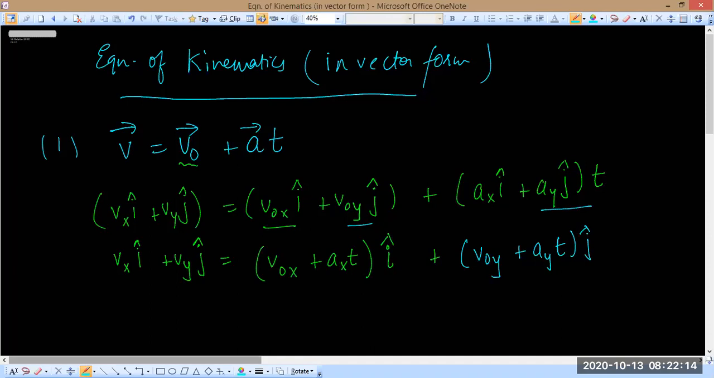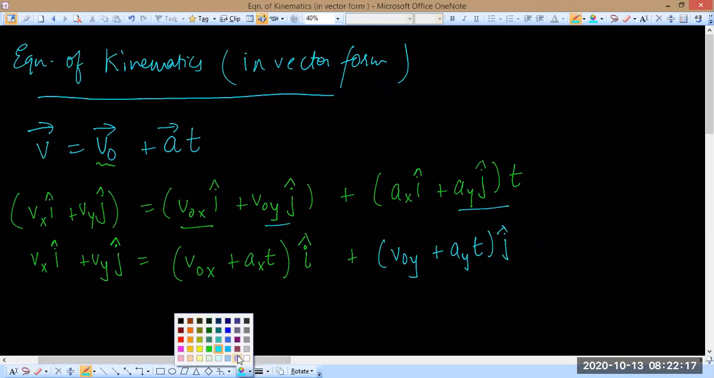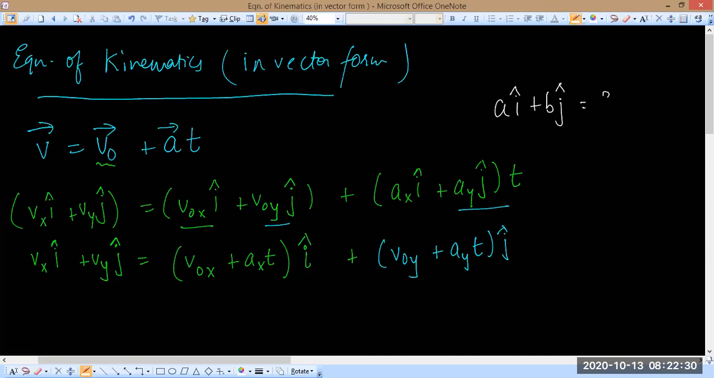Now it's a very peculiar situation. It's actually very interesting because there are two things here. It's like if someone tells you, maybe a i caret plus b j caret is equal to 3i caret plus 2j caret, and then they say find a, find b. What do you think will be your answers? Come on, intuition. Okay, it's very simple.